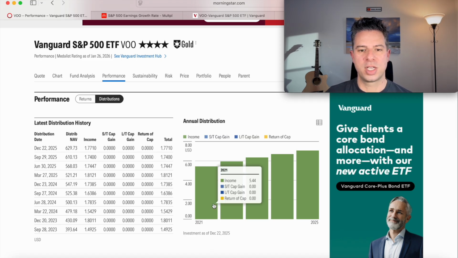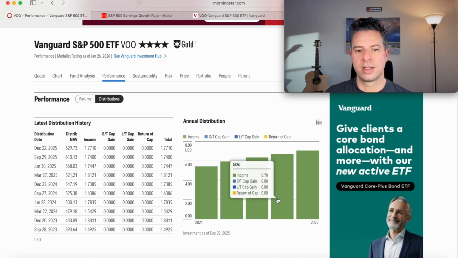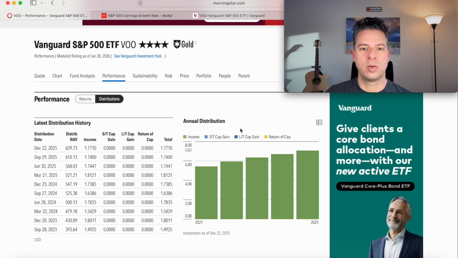And so you'll see year to year, it'll tell you how much this fund has paid out. So 2021, you see it's green for income, $5.44. 2022, $5.95. 2023, $6.36. 2024, $6.70. And 2025, $7.07. So that's the good thing about dividends. They do grow. As companies grow their earnings, they tend to pay and raise those dividends.